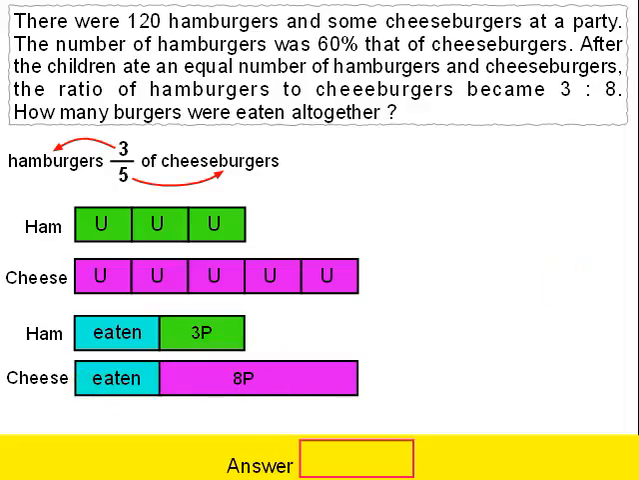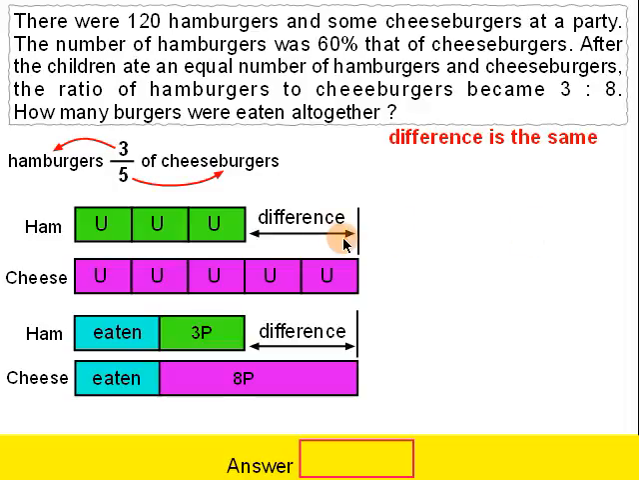Now take note that because an equal number of hamburgers and cheeseburgers were eaten, the difference at first and the difference in the end will be the same. Correct? Because the difference is the same, we can compare the model. Over here the difference is 8 minus 3 parts, which is 5 parts. Here it is equal to a difference of 2 units. You can see very obviously. So 2 units is equal to 5 parts.